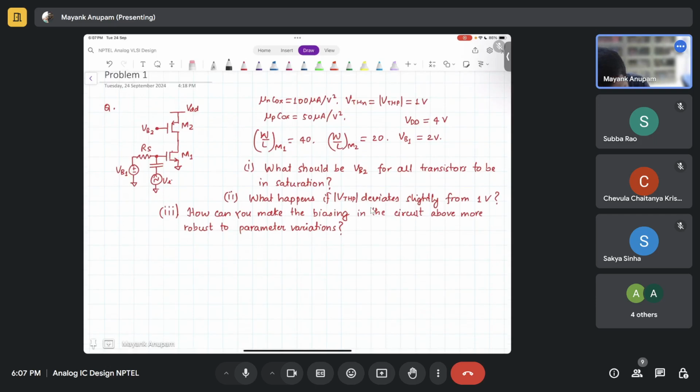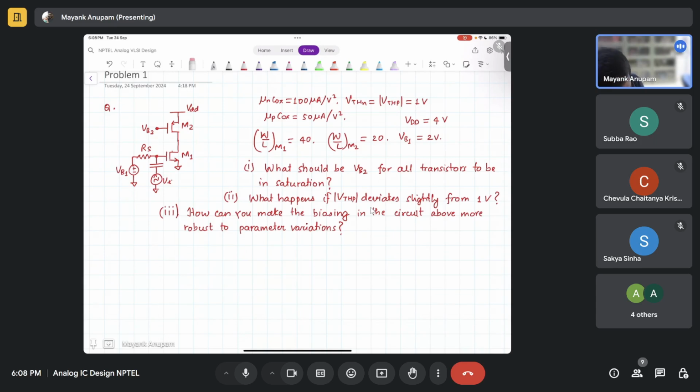In this question we see M2 is a pMOS, M1 is an NMOS, and this is how we have biased the circuit. VB2 biasing is not shown, so that we will discuss later. Mu and Cox, all these parameters are given. Please note that the threshold voltage for the NMOS transistor is 1 volt, and for the PMOS transistor threshold voltage is taken as minus 1 volt. Here I'm just taking the magnitude of it, so it's 1 volt. Is that fine?